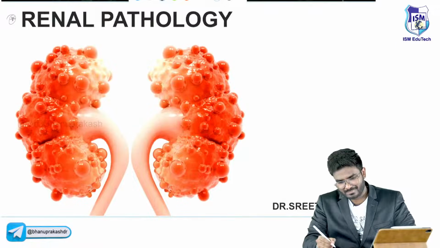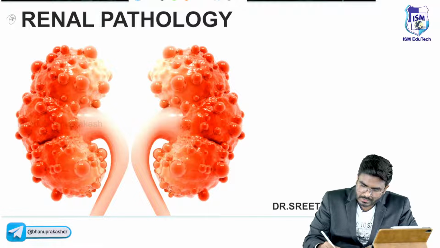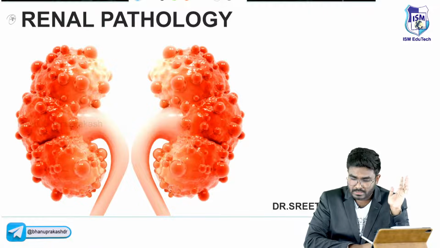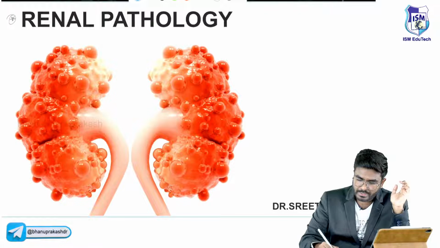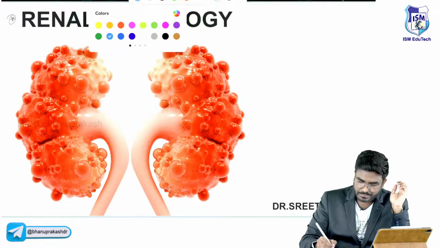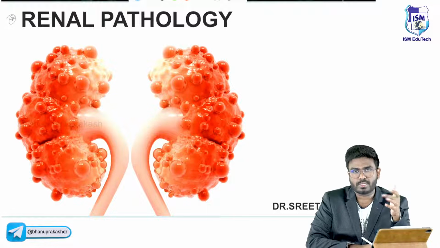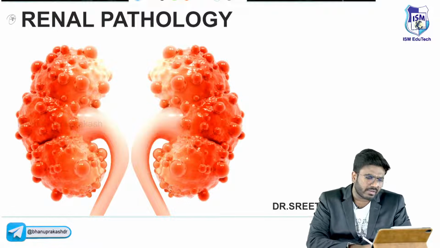Now let's begin with the renal pathology. In the last class, I hope we completed the gastrointestinal pathology. From today, let's do the renal pathology. In renal pathology, you need to know the congenital anomalies. After that, the most important topics are nephrotic syndrome and nephritic syndromes. These are the most important topics that you should know from renal pathology. Having said that, let's begin from the basics.